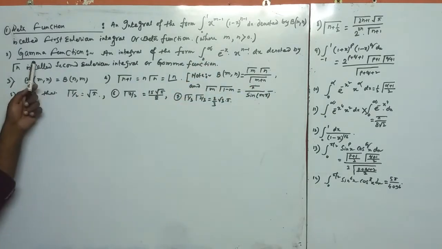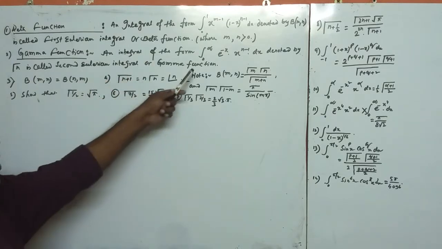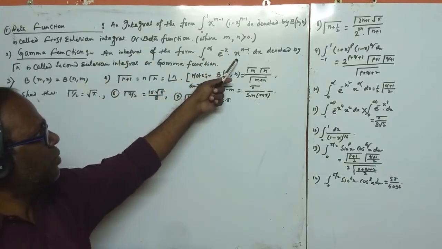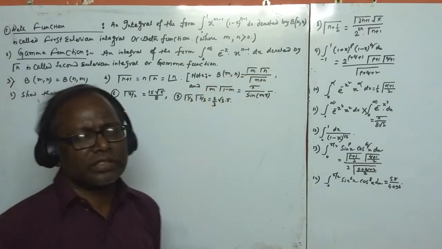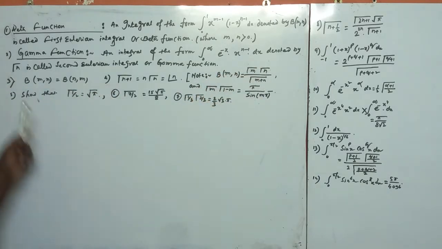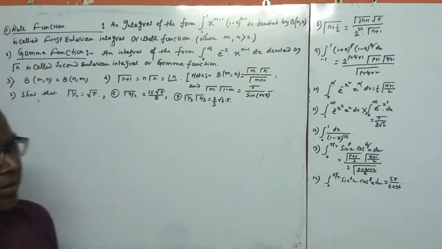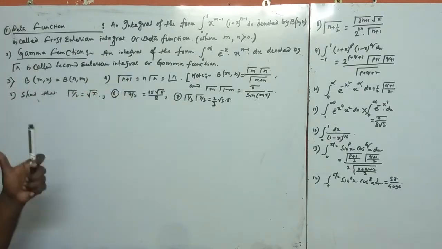And the gamma function is an integral of the form 0 to infinity e to the power minus x, x to the power n minus 1 dx, denoted by gamma n, which is called the second Eulerian integral or gamma function. These are the two functions, beta function and gamma function.